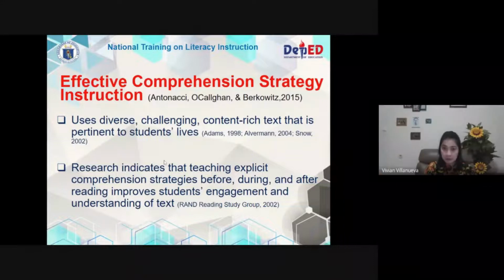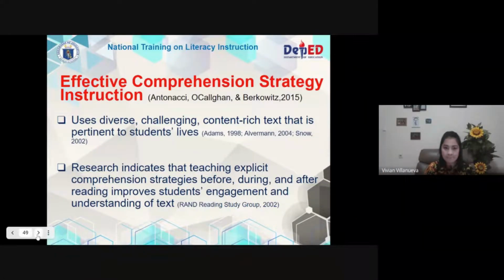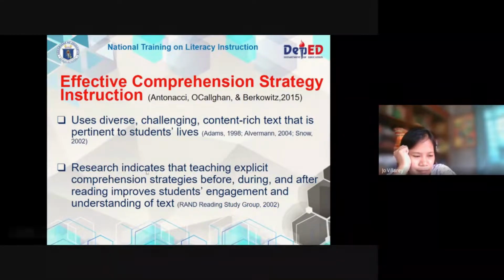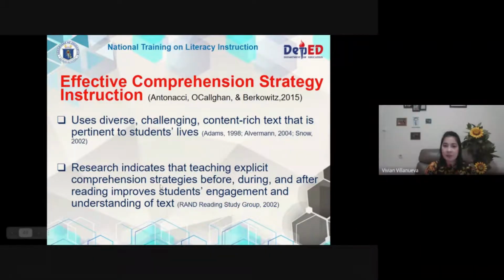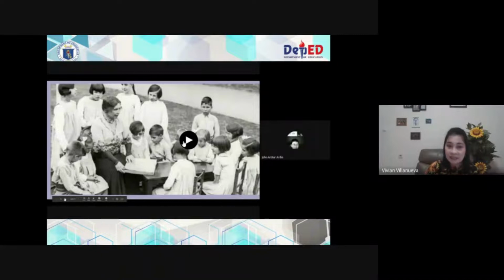That's why we really need to think of something that would relate to them. Research indicates that teaching explicit comprehension strategies before, during, and after reading improves students' engagement and understanding of the text. Okay, this one is another scaffolding.